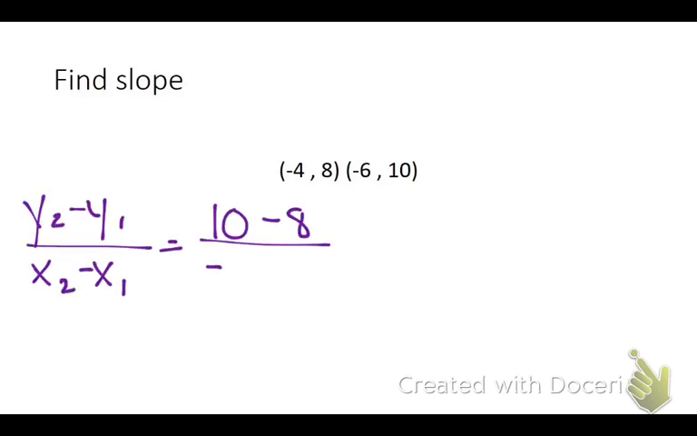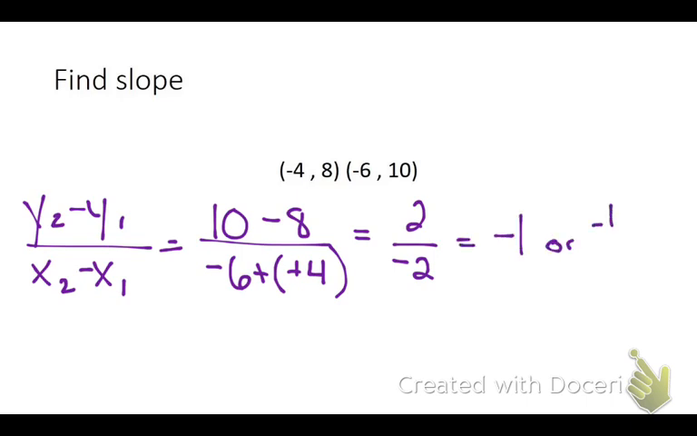I make my substitutions, and we have to watch out for our double negative down in the bottom. Did y'all catch that? So negative 6 plus 4. So you get 2 over negative 2, which is 2 over negative 1, reduces to negative 1. And remember, it's our rise that's negative, never our run. So finding slope, that's our first section.